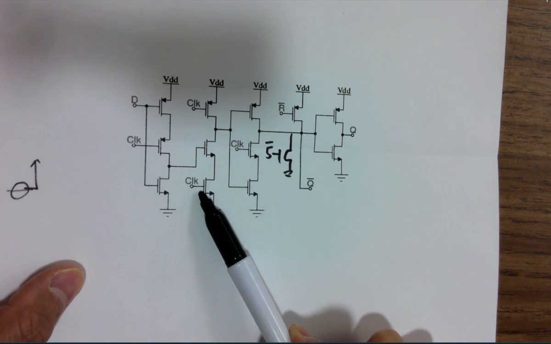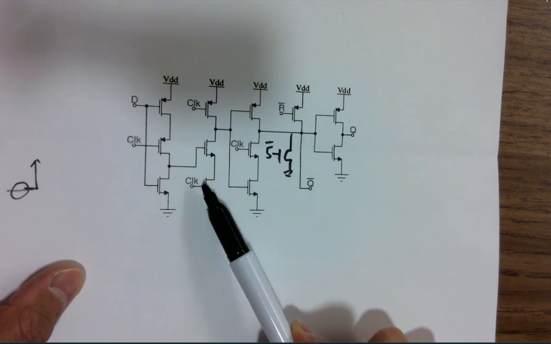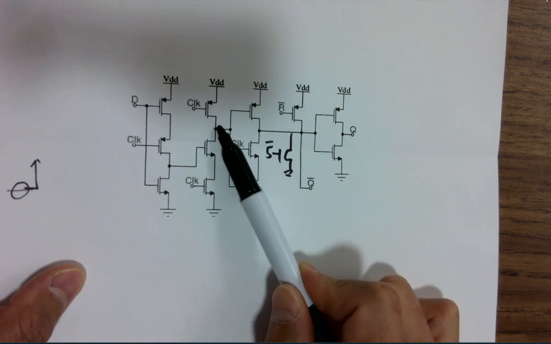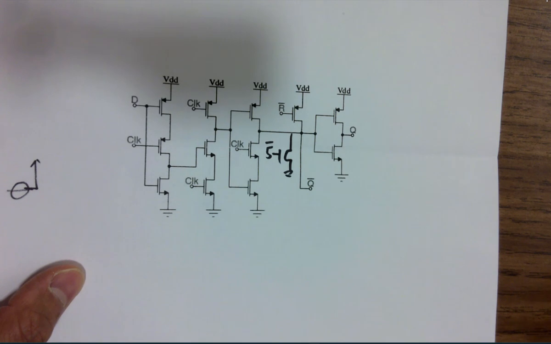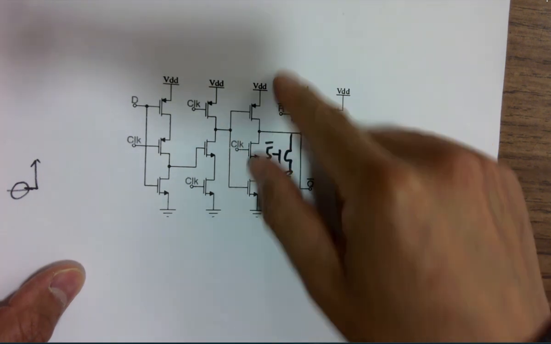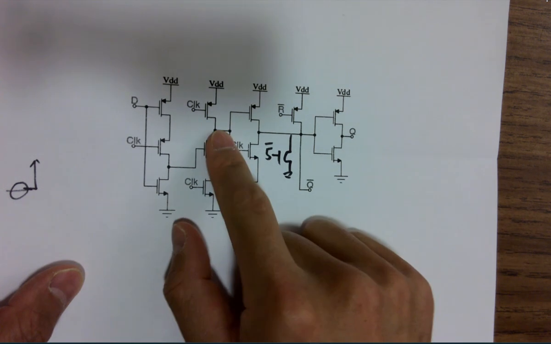Because this is NMOS, when clock is 0, the NMOS is off. So definitely it's disconnected from ground, so the charge being stored here won't be discharged. And on the other side, it will be shorted to gates, not the channel, so it won't be discharged. So it's going to be stored over here.